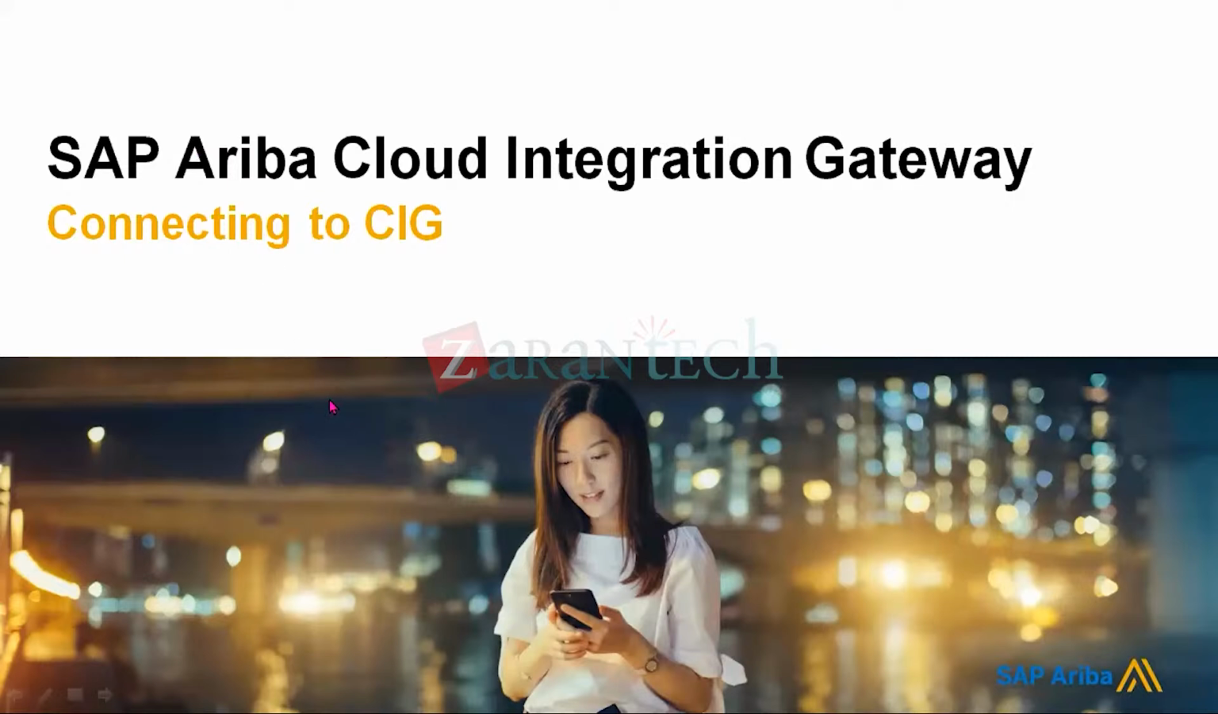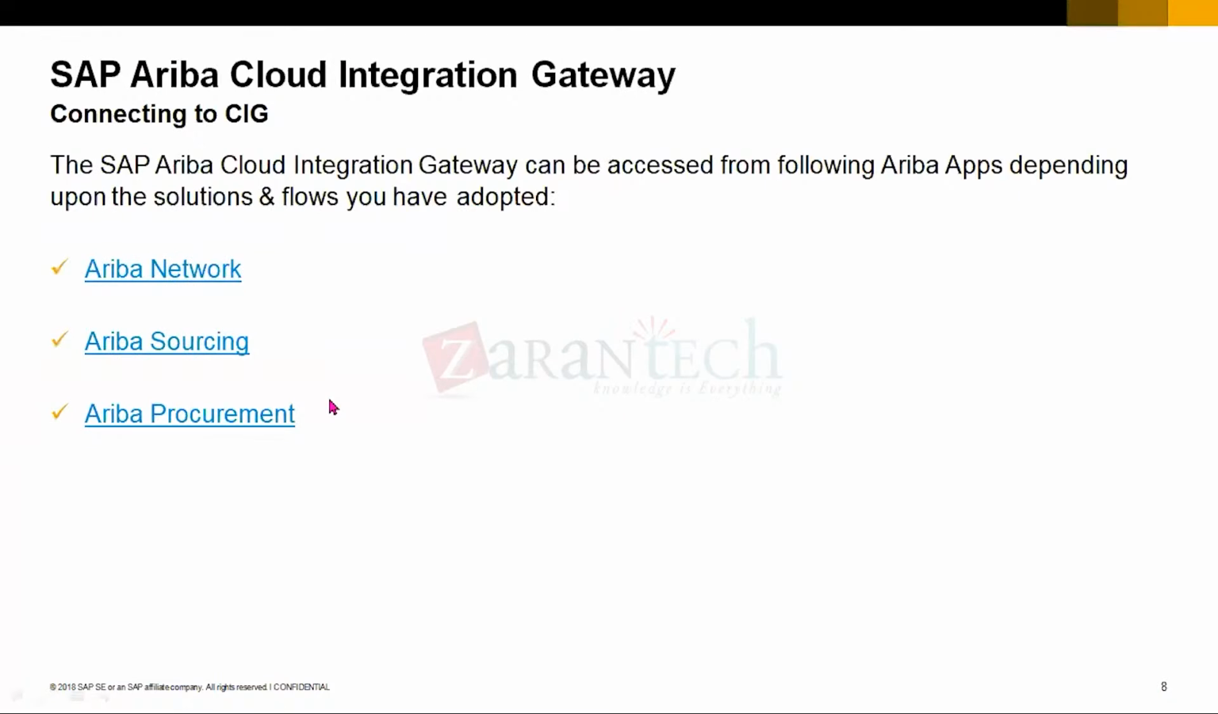Okay, so let's talk about how we have to connect to CIG, and how we have to enable the CIG on our Ariba applications. Whenever there is a requirement to enable the CIG from the Ariba side, we can do the CIG enablement from three places. Either on the Ariba network, or on the Ariba sourcing, or on the Ariba procurement. Depending on the scope you have, accordingly you can enable the CIG in any of these places.